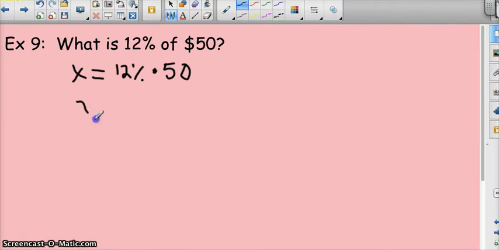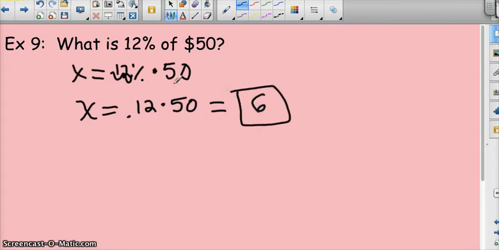Now you should know we can't just multiply 12 times 50. 12% as a decimal is 0.12. We move the decimal point over twice to get it into a decimal format. And when we multiply that times 50, we will figure out what 12% of 50 is. So in multiplying through, 0.12 times 50 is 6. And our final answer here is 6. So it's really easy if you remember those three words: is, of, and then how what you're looking for is represented.